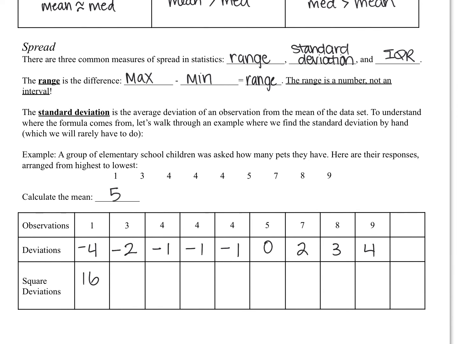When you square a negative, you get a positive number. So if you're doing this by hand and you square your deviations and you get a negative number, you need to fix that because you should not get a negative number. So you should get 16, 4, 1, 1, 1, 0, 4, 9, and 16.